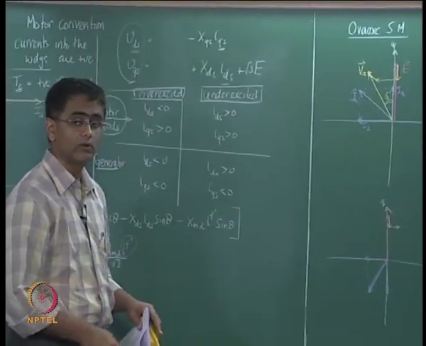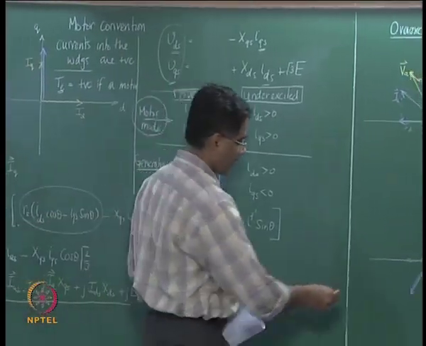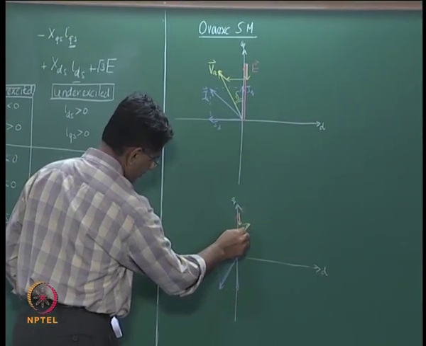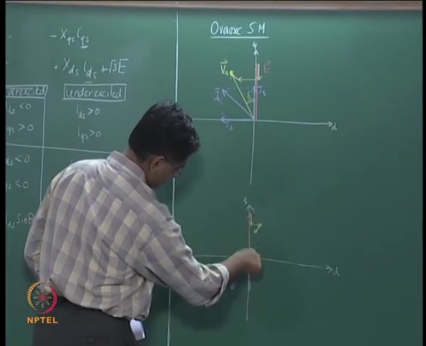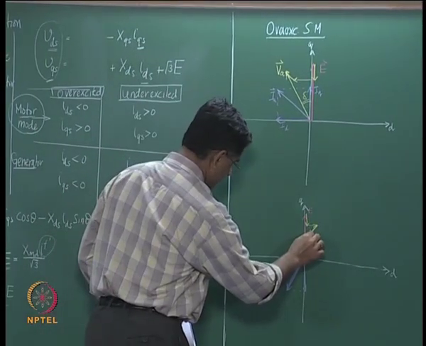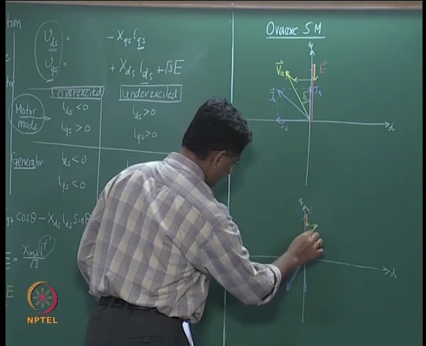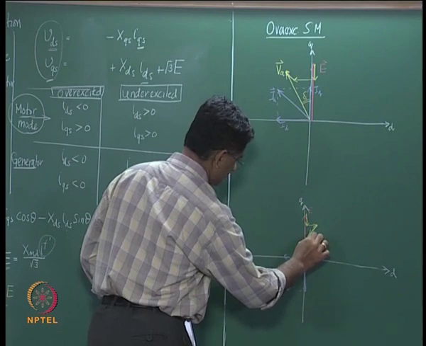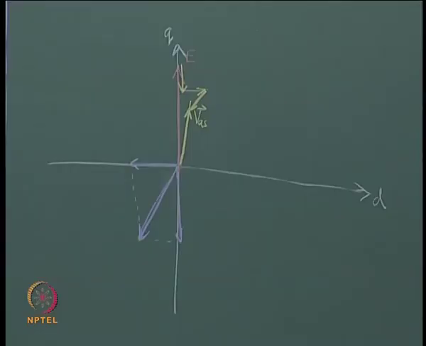And then you need to add R into I. I is here, so R into I will be in this direction, in the same direction as this. So, this resultant is now your voltage VAS, right. So, in this way the phasor diagram can be drawn.